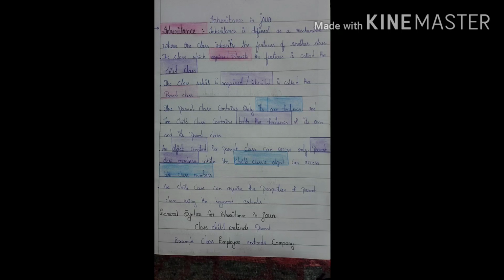This means that the parent class can have only its particular member functions and member variables, but the child class can contain its own member functions and member variables and also can access the member functions and the member variables of a parent class. An object created for the parent class can access only parent class members, while the child class object can access both the class members.